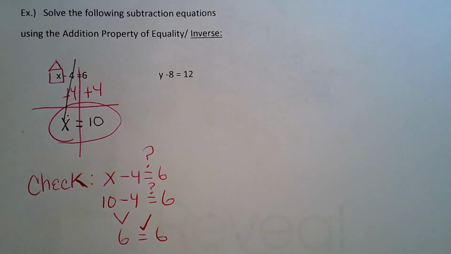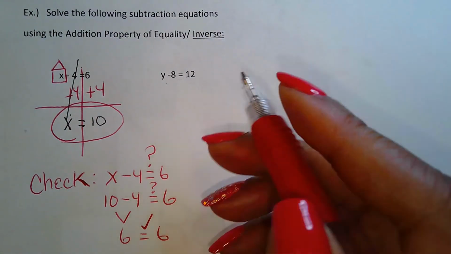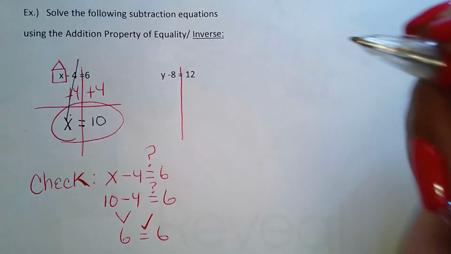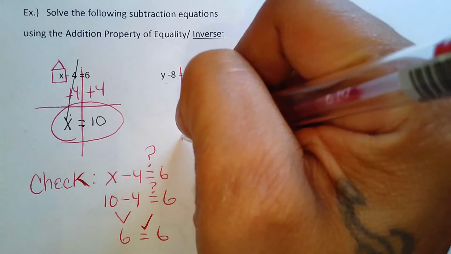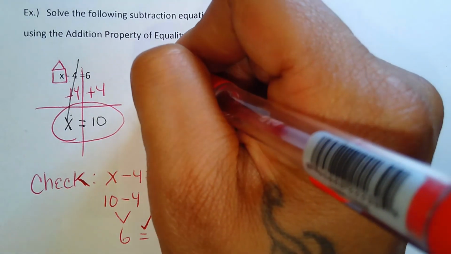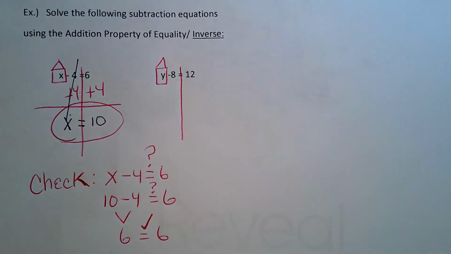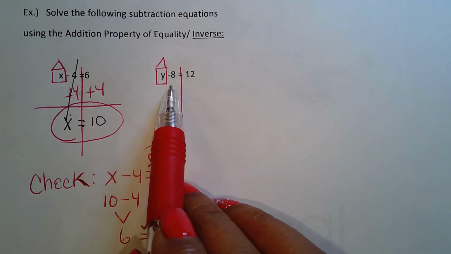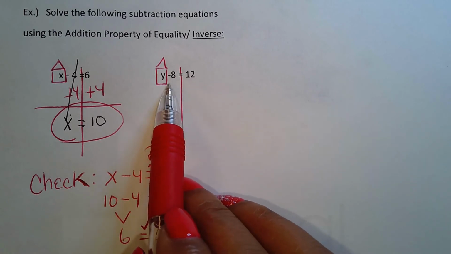Let's try another one. So let's try this one. y minus 8 equals 12. Again, I'm going to use my house and street strategy. My equal sign is my street. My house goes around the term that I'm trying to solve for or isolate. And then you start by shifting or moving the term that is not inside of the house. So minus 8 is not inside the house.